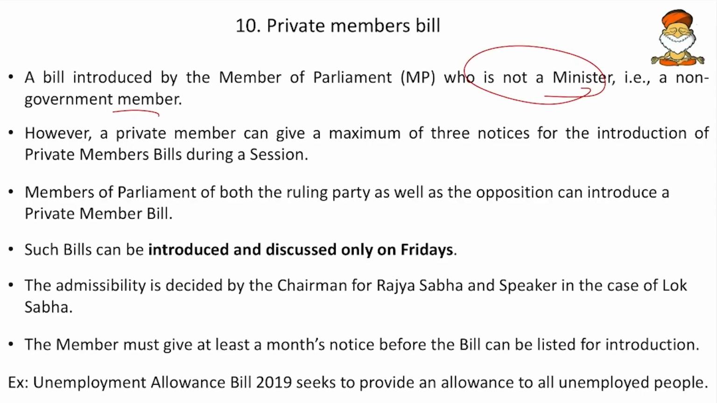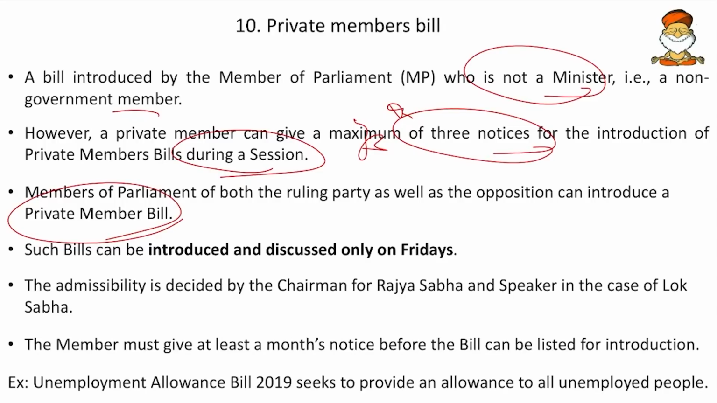However, a private member can give a maximum of 3 notices for the introduction of a private member's bill during one session. So mark these 3 notices. It is not like every time you will come up with one new private member's bill. Members of parliament of both the ruling party as well as the opposition can introduce a private member bill.